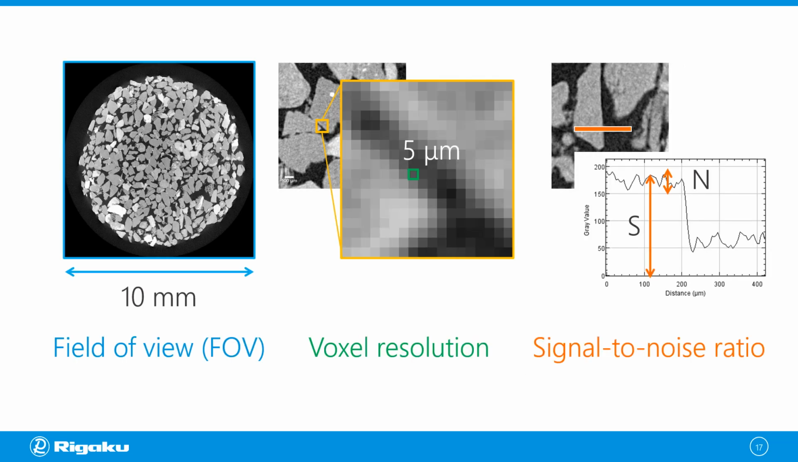To summarize, for the image quality, you want to pay attention to the field of view that needs to be big enough, the voxel resolution that needs to be high enough, and the signal to noise ratio that needs to be high enough to have good quality CT images to run accurate simulations.